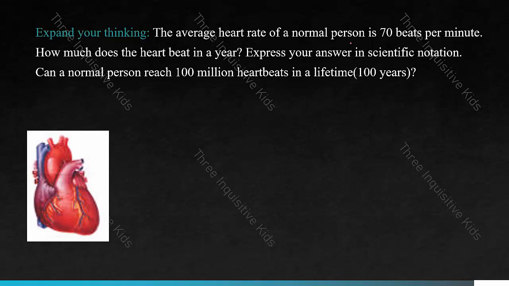Expand your thinking. The average heart rate of a normal person is 70 beats per minute. How much does the heart beat in a year? Express your answer in the scientific notation. Can a normal person reach 100 million heartbeats in a lifetime? Let's say that one lifetime would be 100 years.